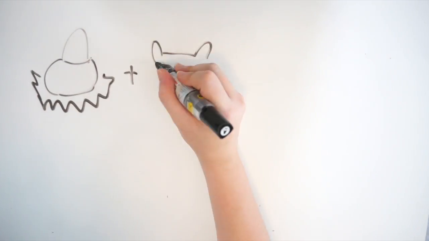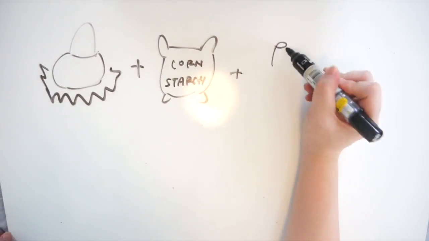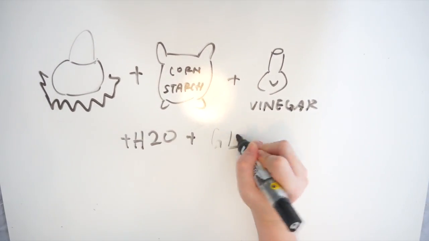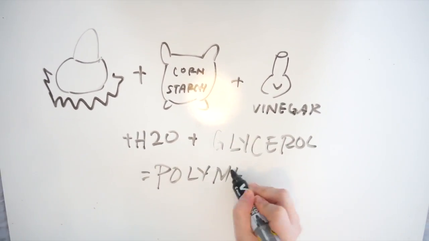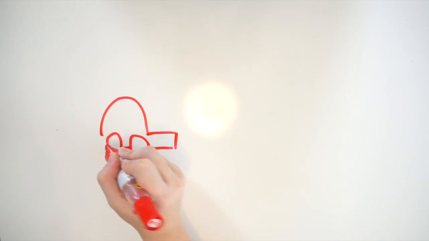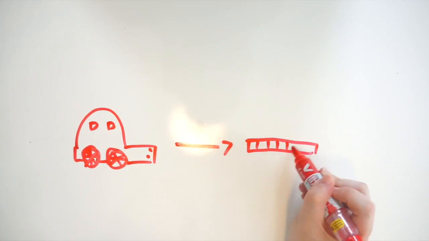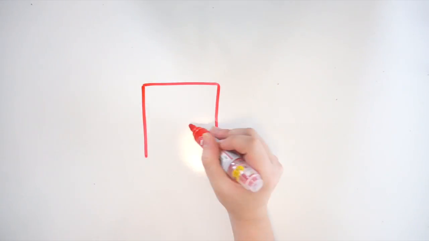As for the cost, it is fairly cheap to create polymers. In fact, you can create a polymer by heating up a solution of cornstarch, vinegar, water, and glycerol. To back this up, plastic is literally everywhere. From our cars to our straws, plastic is a widely used material.